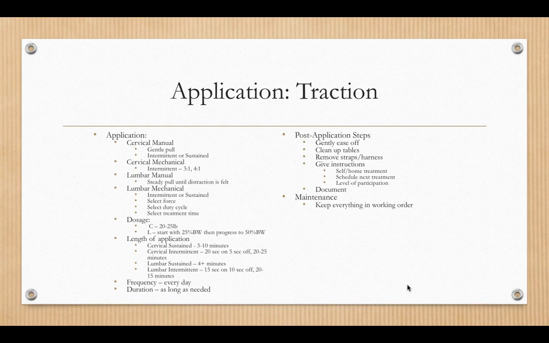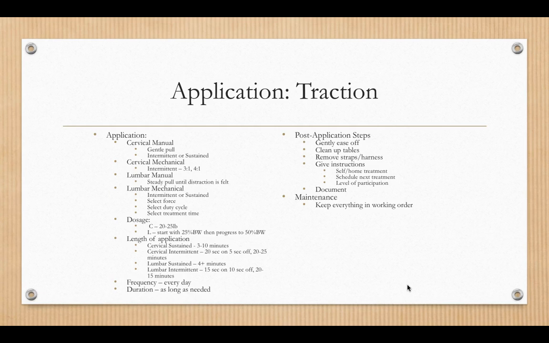Lumbar for manual, we want a steady pull until we get that distraction. We might have to strap them down, worry about the friction on the table. You need to kind of think about those things with the manual traction. Mechanical traction, again, we can set up intermittent or sustained. We can set our forces, set our duty cycles, set our treatment times, things like that.